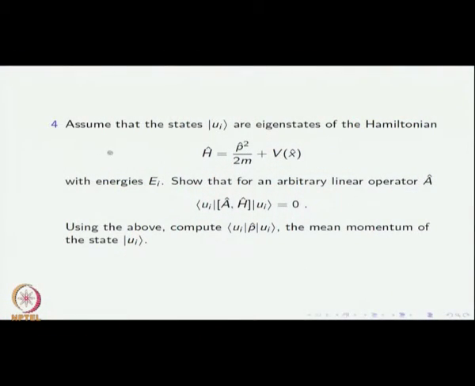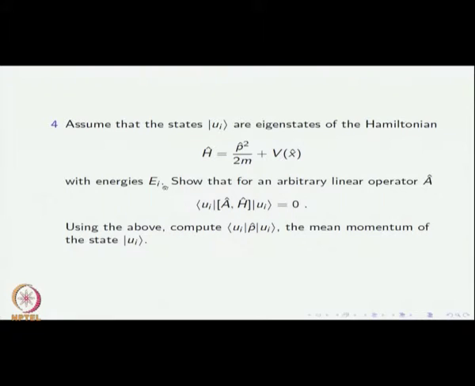In the fourth problem you have to assume that the states ui are eigenstates of the Hamiltonian. The Hamiltonian is given to you. The Hamiltonian operator is p square upon 2m plus V of x. This is our regular way of denoting the Hamiltonian as the kinetic part plus the potential part, with Ei as the energies.